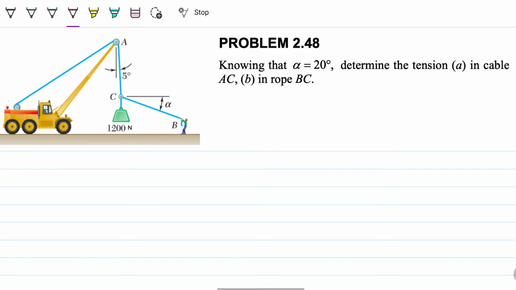We have this vehicle here holding a weight of about 120 kilograms, causing a force downwards, and we have this fella here helping to pull it, steer it to the right, and we also have the tension on the cable, stopping it from going anywhere. The problem statement reads: knowing that alpha is 20 degrees, determine the tension in the cable AC and in the rope BC. Okay, so this is, again, straightforward.